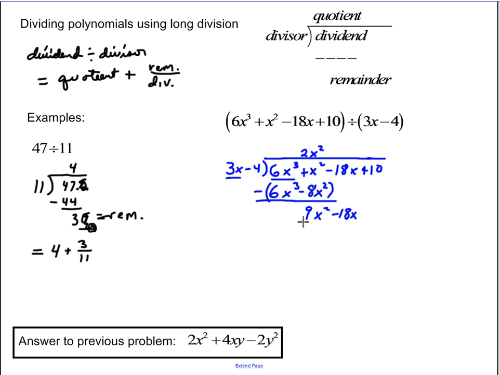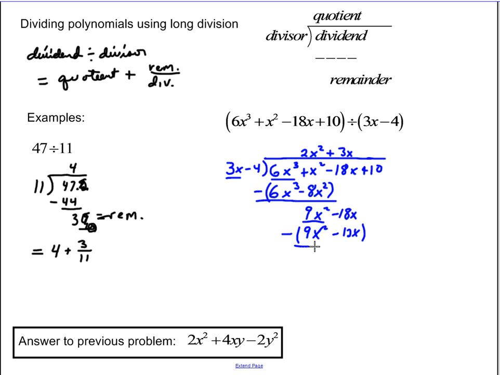And so our next aim is to find out, well, what do we have to multiply by 3x to get 9x squared this time? Well, the answer, of course, is going to be plus 3x. And that's because 3x times 3x is 9x squared. But then we take our 3x and we multiply it by negative 4. 3x times negative 4 is minus 12x.